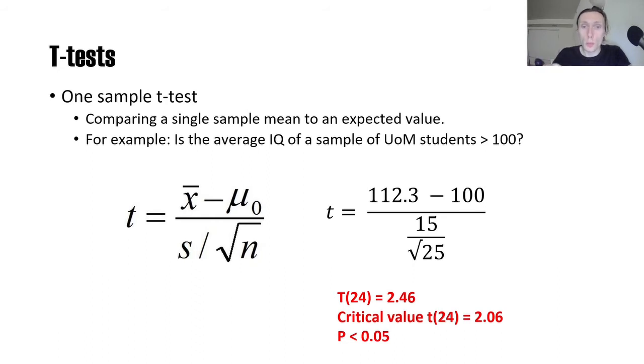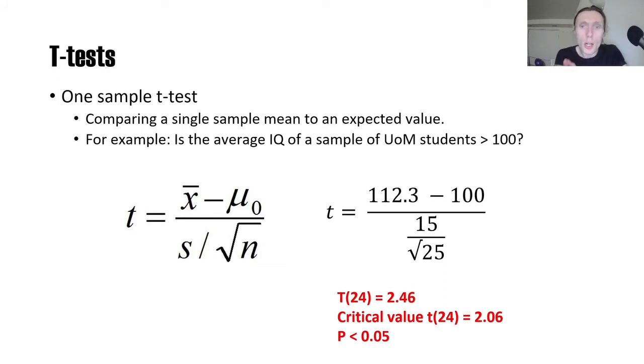So what we would conclude here is that the null hypothesis is false, that they are around 100, and we would accept the alternative hypothesis, in this case that the average IQ score is larger than 100, which means that we can conclude from this that it is highly probable that University of Minnesota students have an above average IQ. And that's how you get to that conclusion.